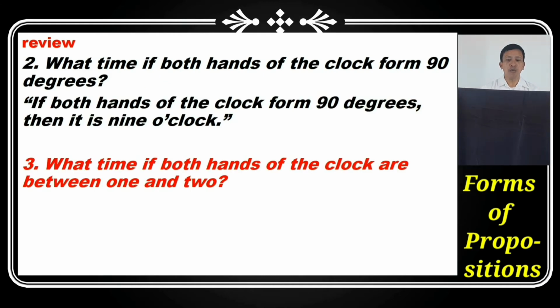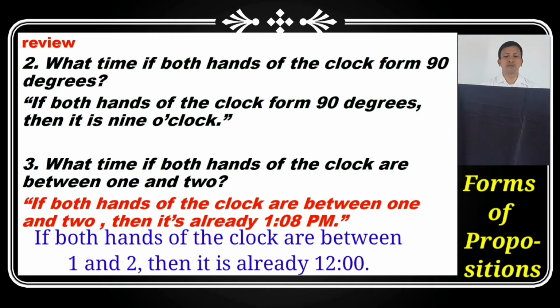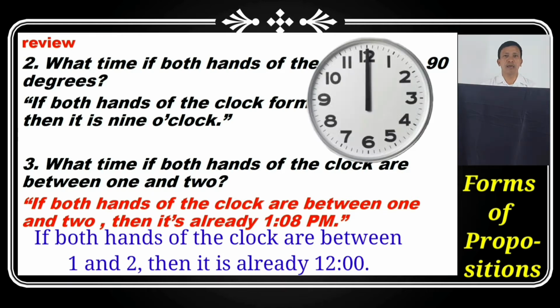Last but not the least, number 3. What time is it if both hands of the clock are between 1 and 2? Kring? If both hands of the clock are between 1 and 2, then it's already 1:08 p.m. No, it's wrong. The answer is, if both hands of the clock are between 1 and 2, then it is already 12 o'clock.